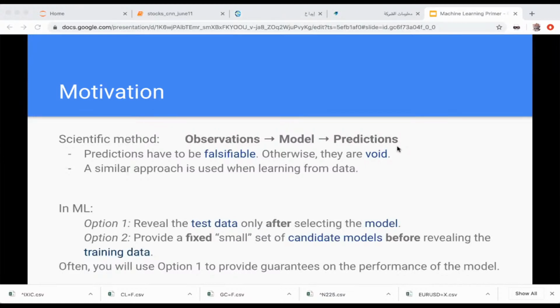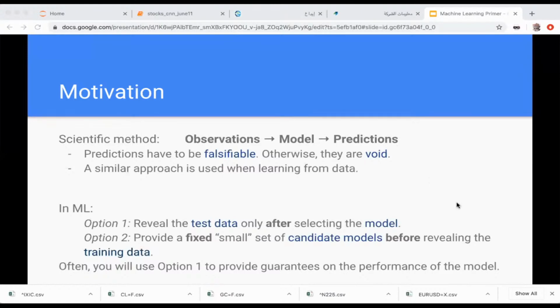Now, this is similar to the way you would test students' understanding of a subject. You don't just reveal the exam questions before they study, because then they can just focus on the test questions. The same thing happens in machine learning. So you don't want the machine learning model to see the test data before you train the model. And this is extremely important. So you only see the test data after the model has been selected.